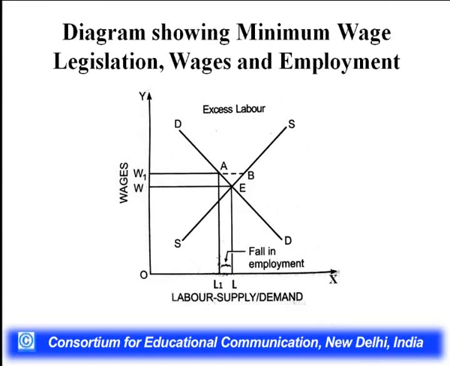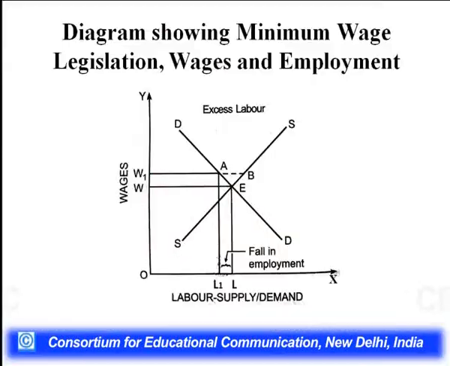Now, suppose that in the eyes of the government, in the opinion of the government, this wage rate is lower than desirable, and the government fixes a wage rate which is higher than the equilibrium wage rate, and the minimum wage rate fixed by the government is, say for example, OW1. What will be its impact? At OW1 wage rate, the demand for workers from the employer would be OL1, and while supply would be W1B.